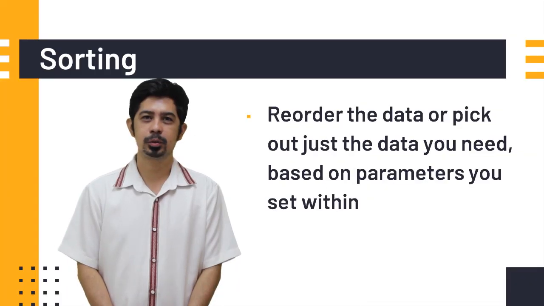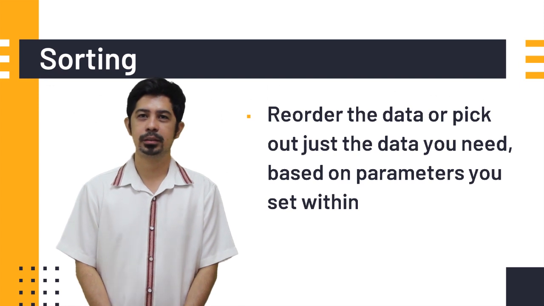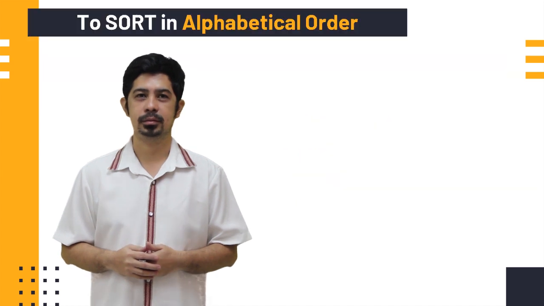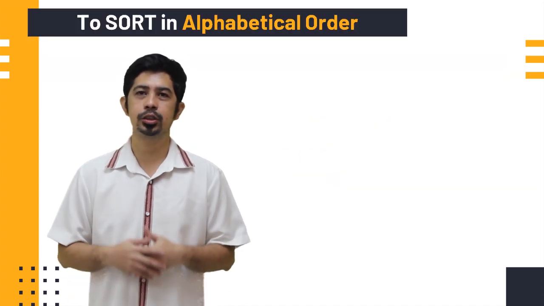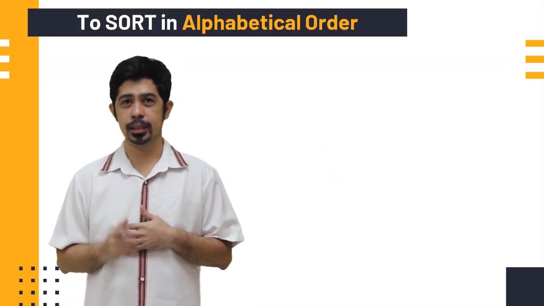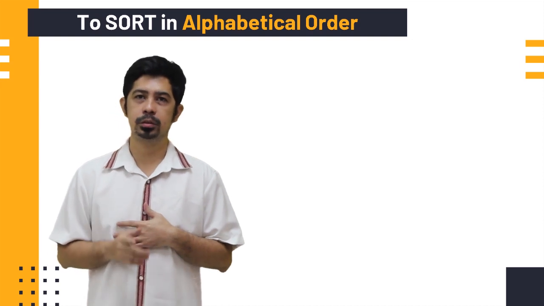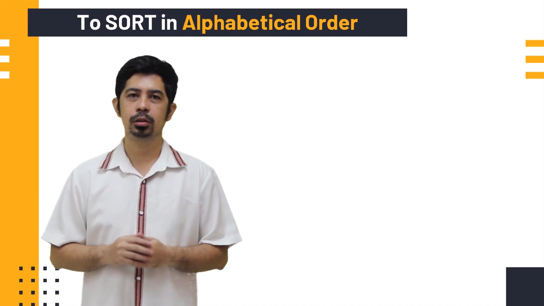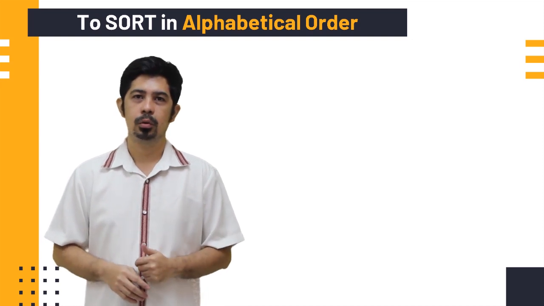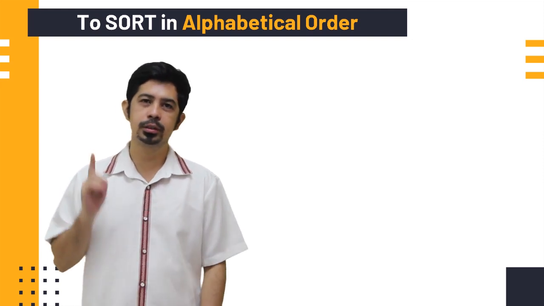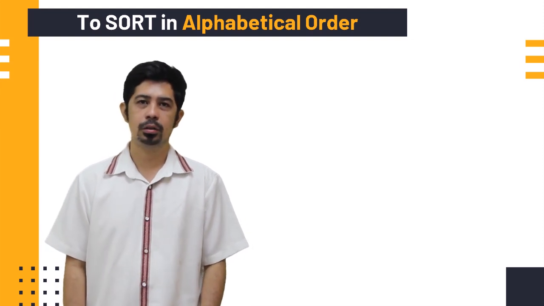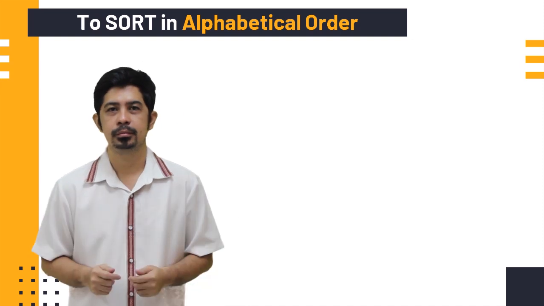Now, let us proceed to data sorting, or the process of reordering data based on the parameters you set within. In Excel, you can quickly sort your data by using the A to Z and Z to A sort buttons on the Ribbon Data tab. But be careful, one column may be sorted while the others are not. Only use this technique if there are no blank rows or columns within your data.